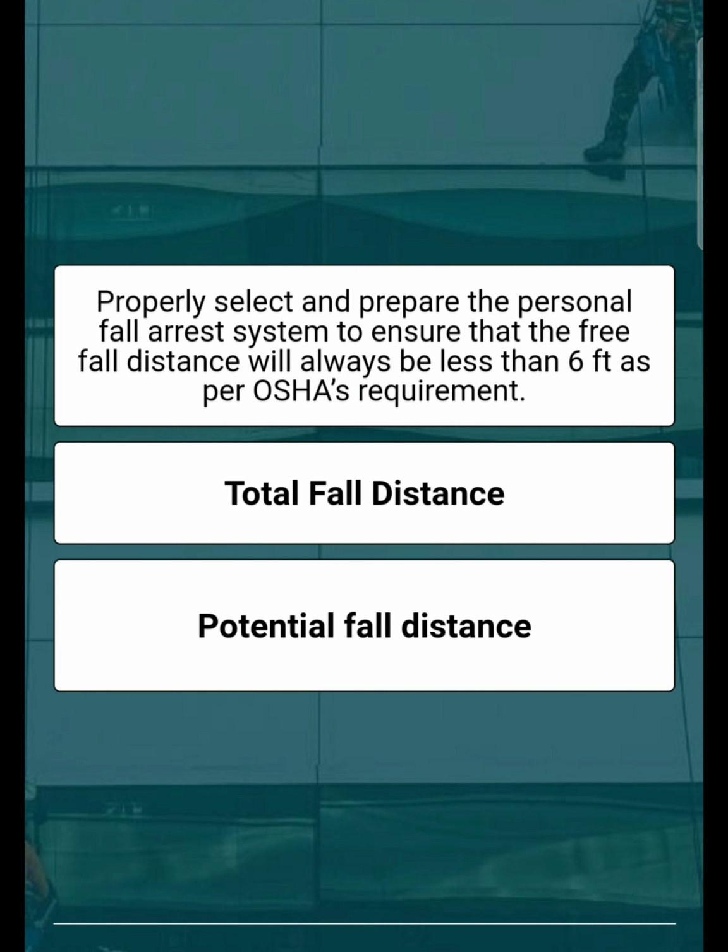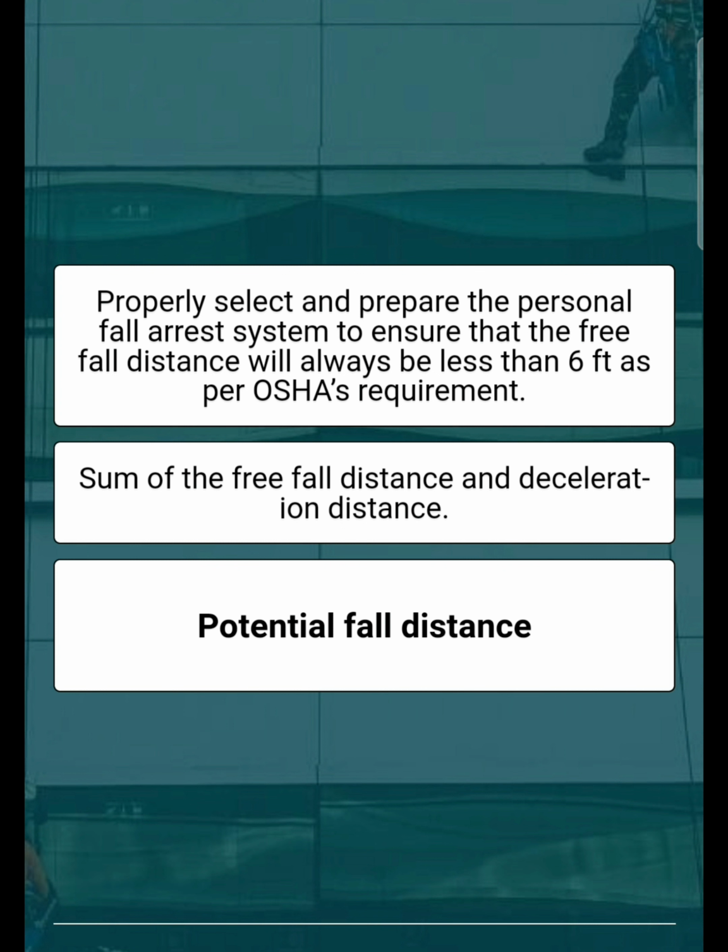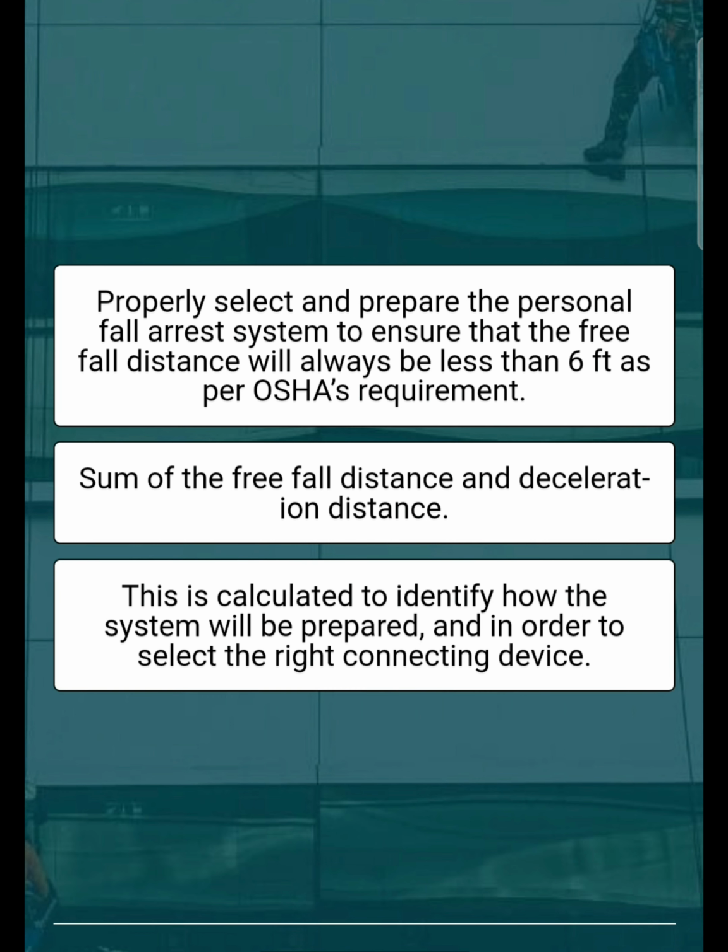Total fall distance. Sum of the free fall distance and deceleration distance. Potential fall distance. This is calculated to identify how the system will be prepared and in order to select the right connecting device.